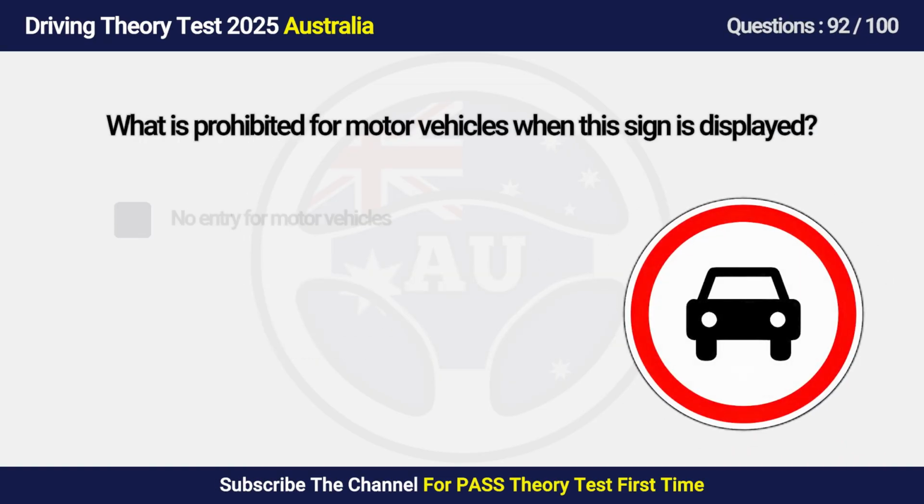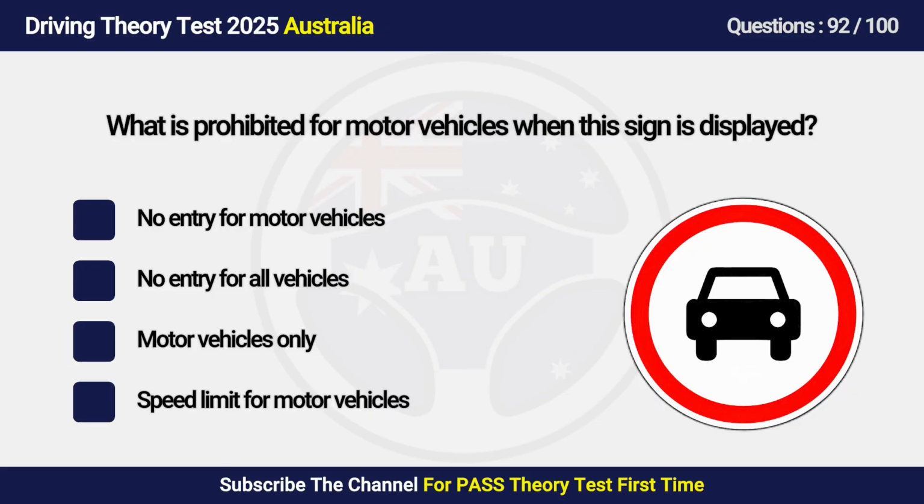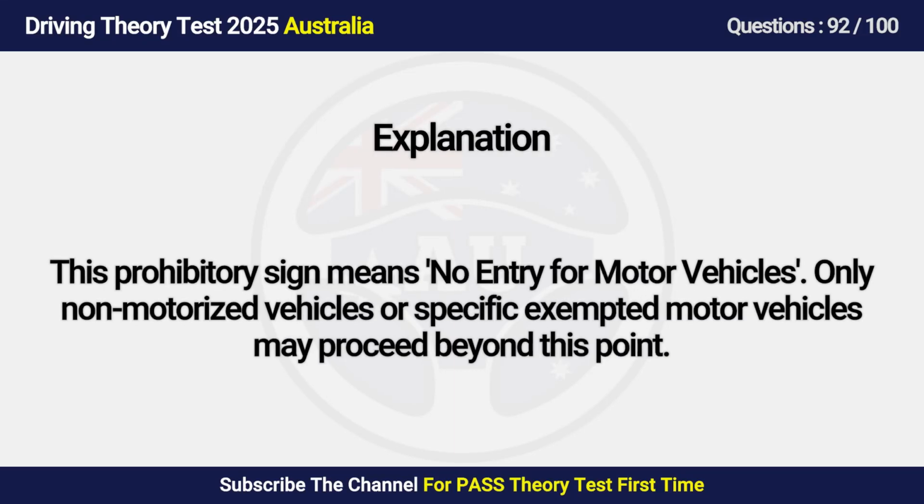Question 92. What is prohibited for motor vehicles when this sign is displayed? A. No entry for motor vehicles. B. No entry for all vehicles. C. Motor vehicles only. D. Speed limit for motor vehicles. Answer is A. No entry for motor vehicles. This prohibitory sign means no entry for motor vehicles. Only vehicles or specific exempted motor vehicles may proceed beyond this point.